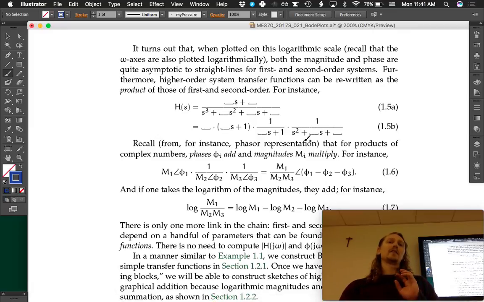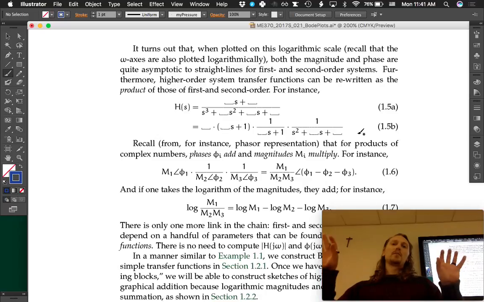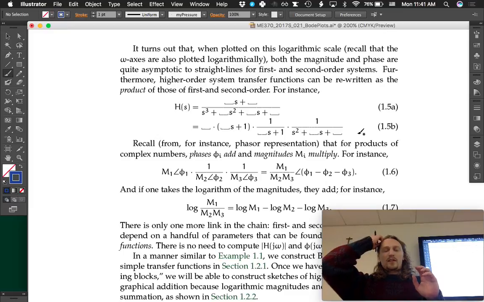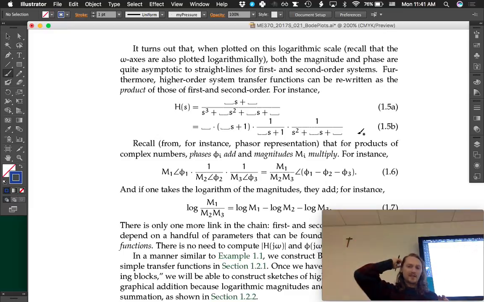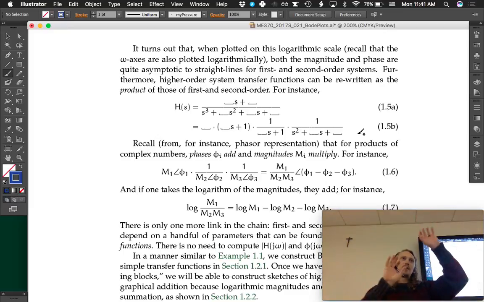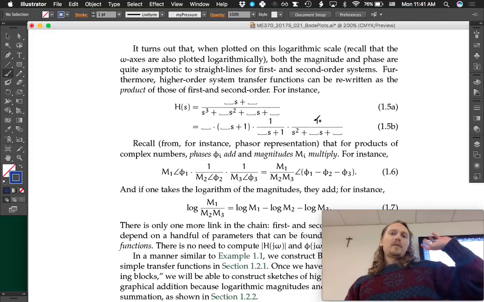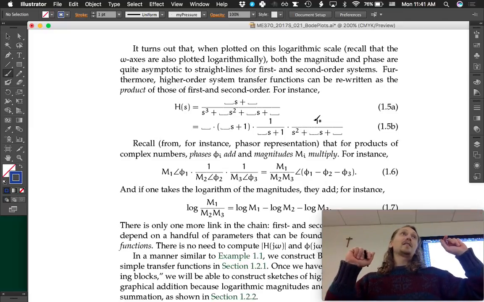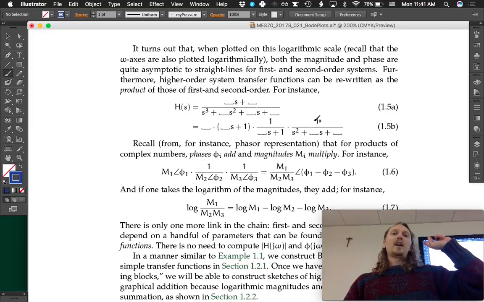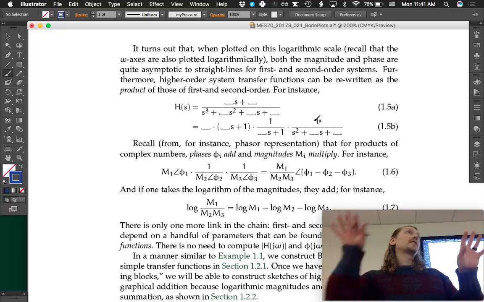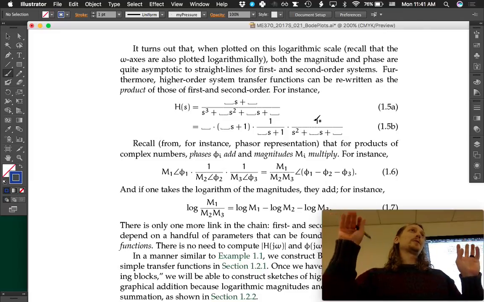All right. So you can always break it down into first and second order systems that multiply together. Then we've got these pieces we're linking up in this chain. First off, for first and second order systems, we have asymptotic straight lines. That's nice. For higher order systems, we can write the transfer functions as products of first and second order systems. So that's also nice.